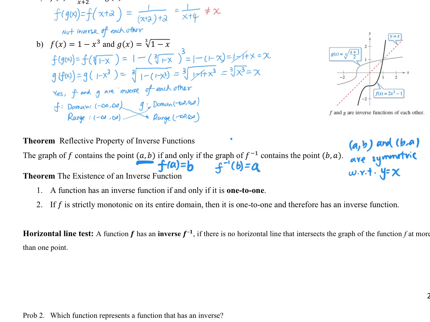The next theorem is the existence of an inverse theorem. So it says a function has an inverse function if and only if it is one-to-one. I feel like this probably can be seen. Let's give one example so that you can see that if it's not one-to-one, then you cannot have an inverse.